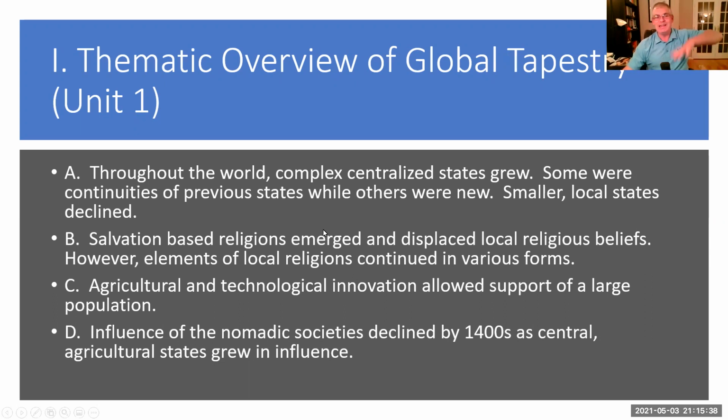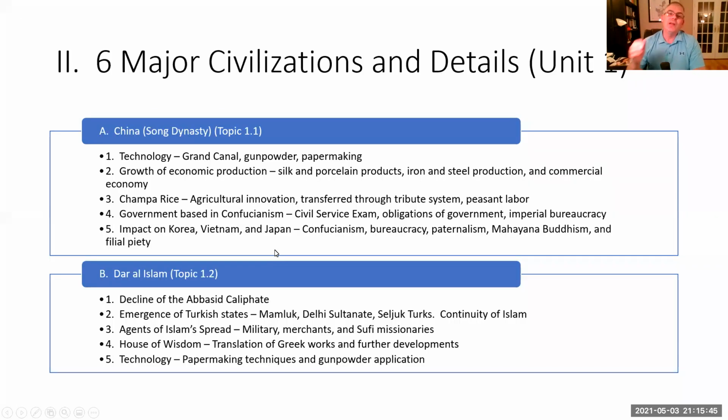So that's your big ideas. If you keep these four big ideas in mind, everything else is really just example. So when we look at our examples, we have 6 major civilizations in Unit 1. In China, we have the Song Dynasty, which is a continuity of previous dynasties. The Song Dynasty is just the latest representation of government in China, based on the mandate of heaven, based on the dynastic cycle. So in China, there's 3 major technological developments.